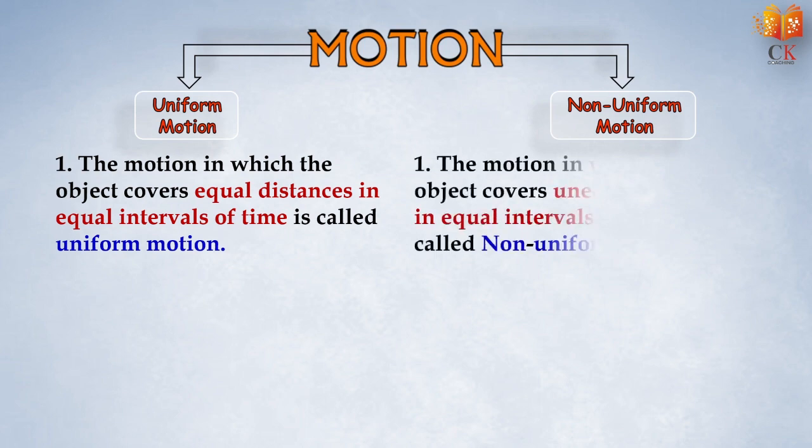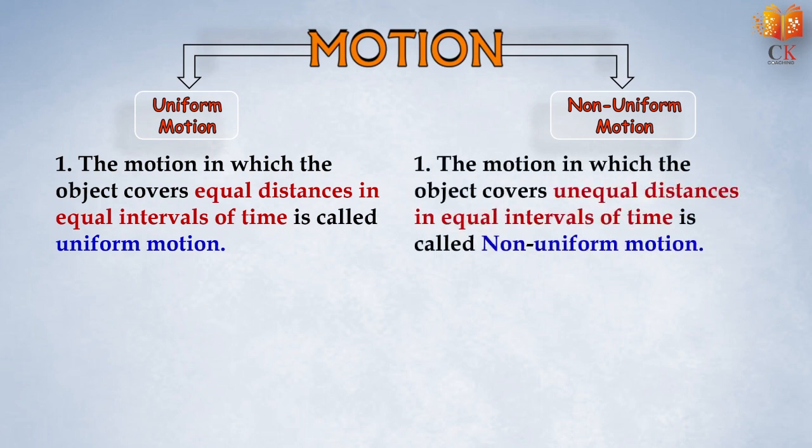Whereas if an object covers unequal distances in equal intervals of time, distances unequal, equal interval of time, then it is said to be under a non-uniform motion.